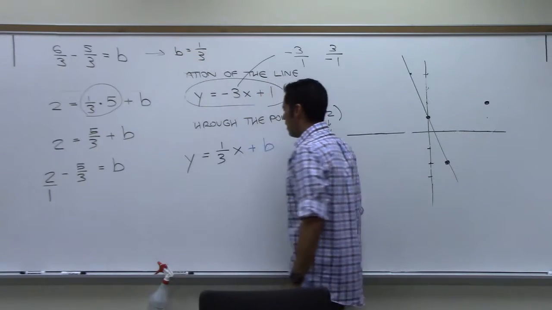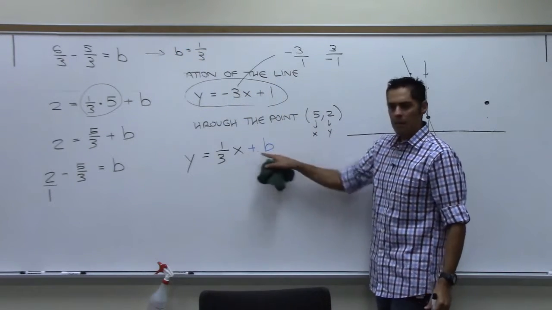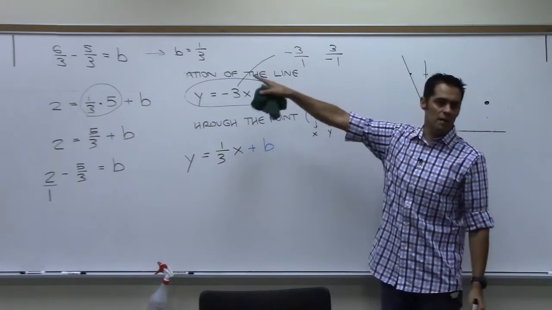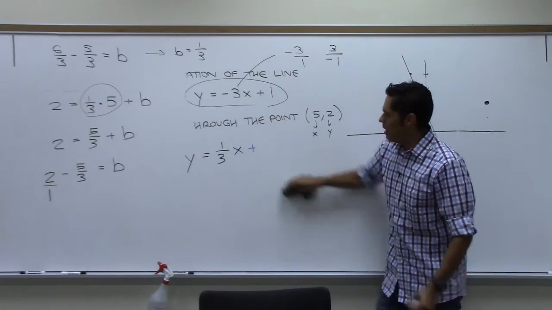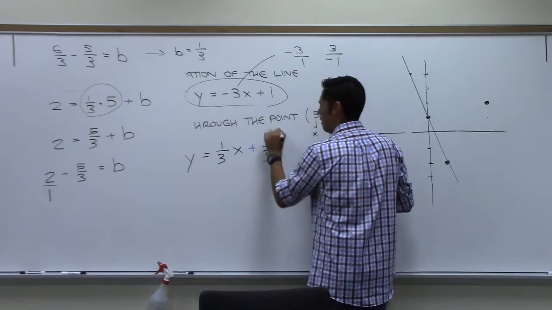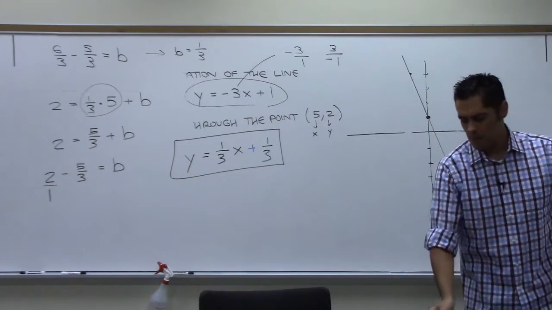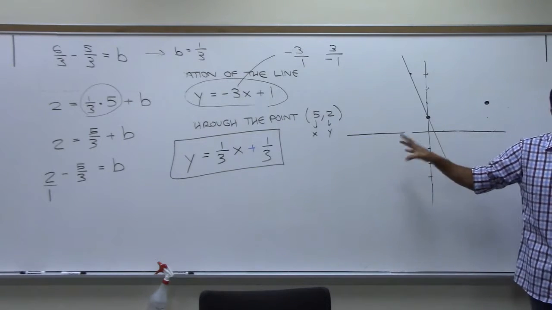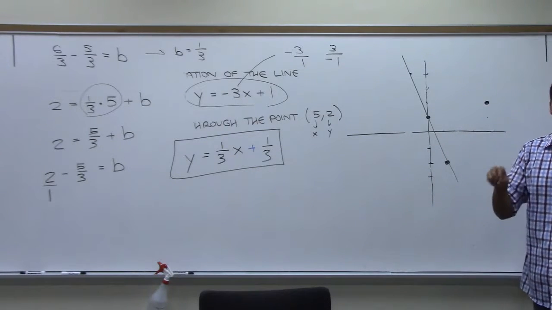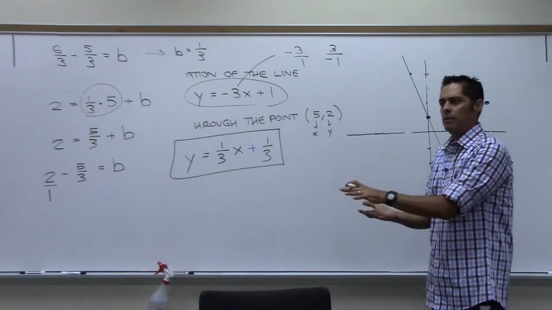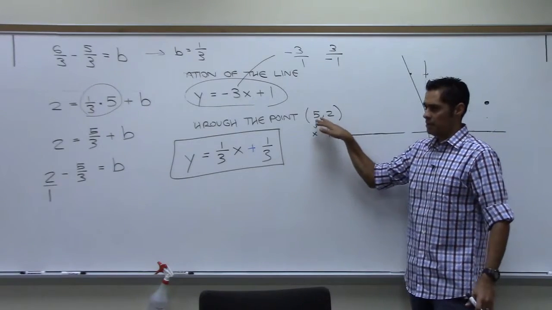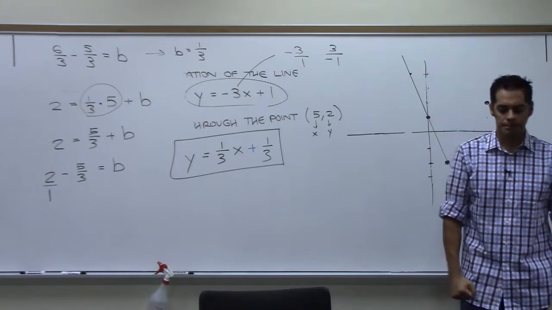And now you can come back here to the equation. We knew everything but b. I used the point to figure out what b was. I can come back here now, replace that with 1/3. And that should be the equation of that line. So there's a little more involved with this problem than there was with the last one, right? If they give you the y-intercept, it's pretty clean. But if they give you a point, then you have to do some work.